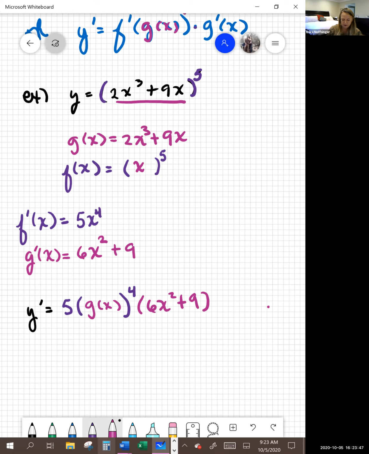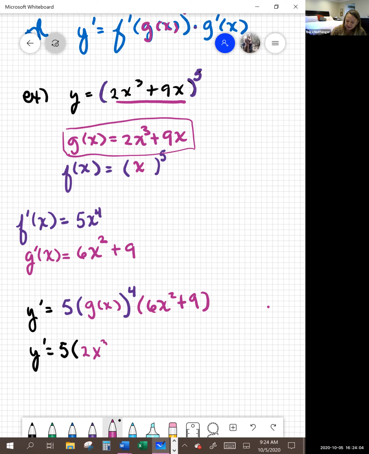So y prime is equal to 5 times, plug in g of x right here. So g of x was up here, that was the 2x cubed plus 9x. That is all raised to the 4th, all times the derivative of g of x, which is 6x squared plus 9.